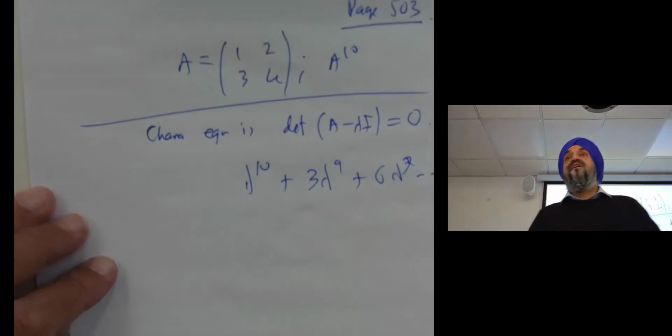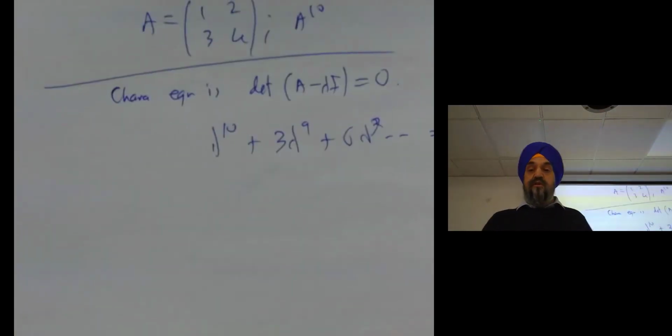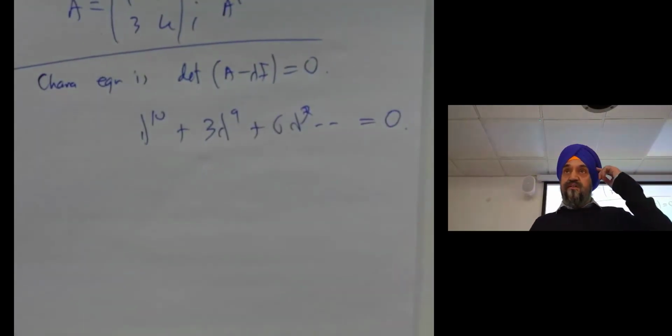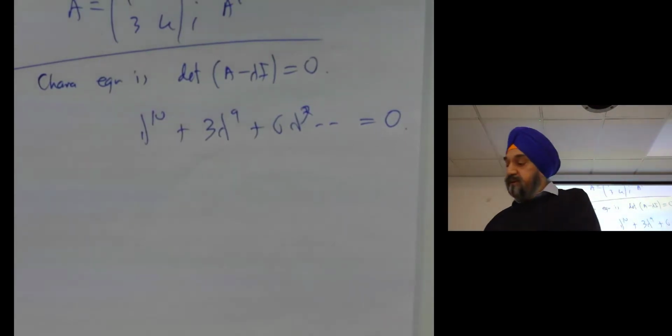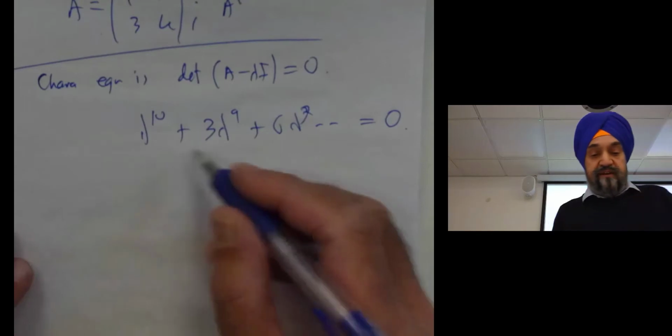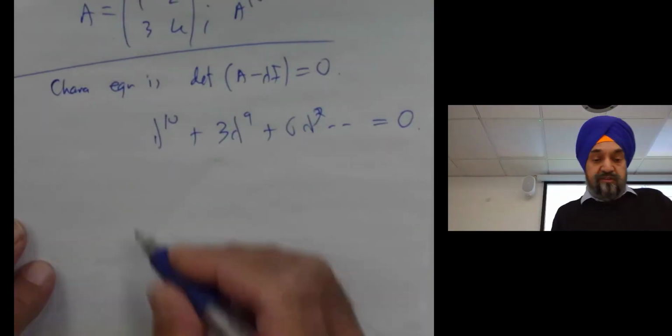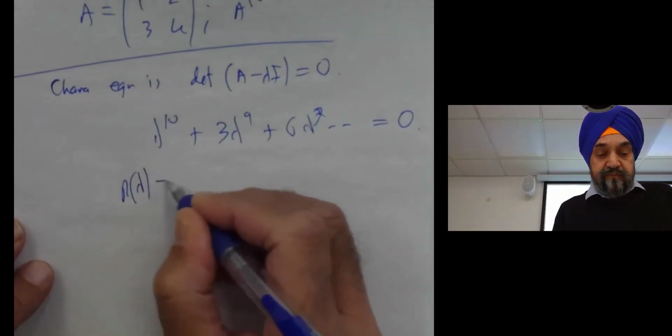That's what you get, don't you? Yeah. Then you're going to solve this equation, don't you? Normally you're going to factorize it out and find the lambda values. So we call this p lambda, not this one, but in general p lambda.